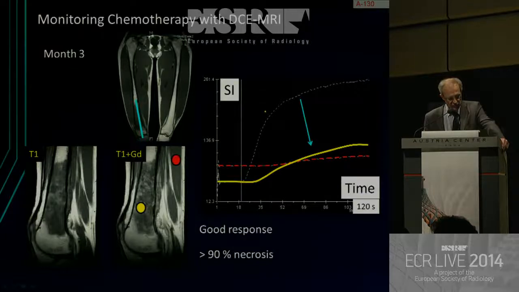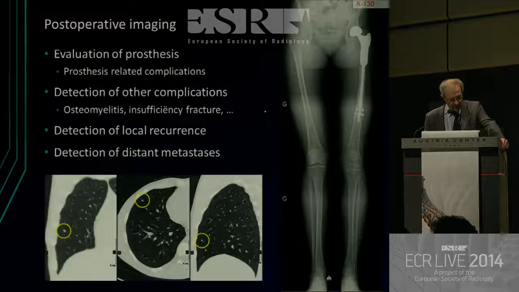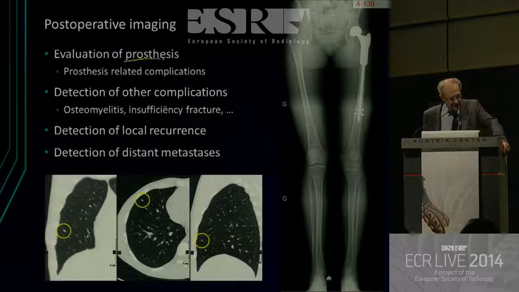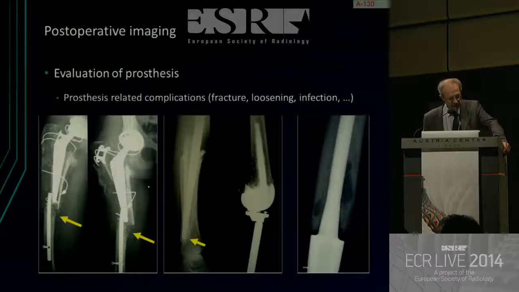You need dynamic MRI to monitor therapy. You also need other techniques to see the evaluation of the prosthesis. We will use conventional radiography. You have to detect local recurrence, and you have to detect distant metastasis using CT scan of the lungs. Evaluation of the prosthesis is usually done with X-ray, showing you a fracture, migration of the prosthesis, and loosening eventually with infection.